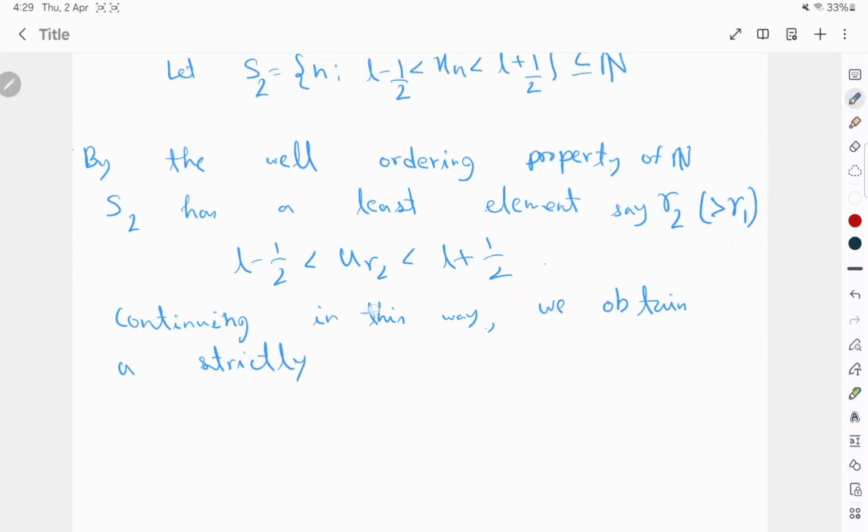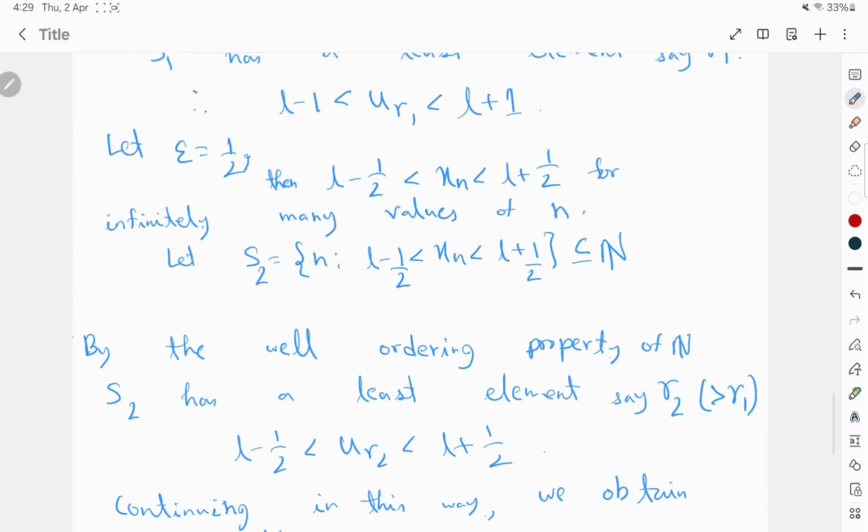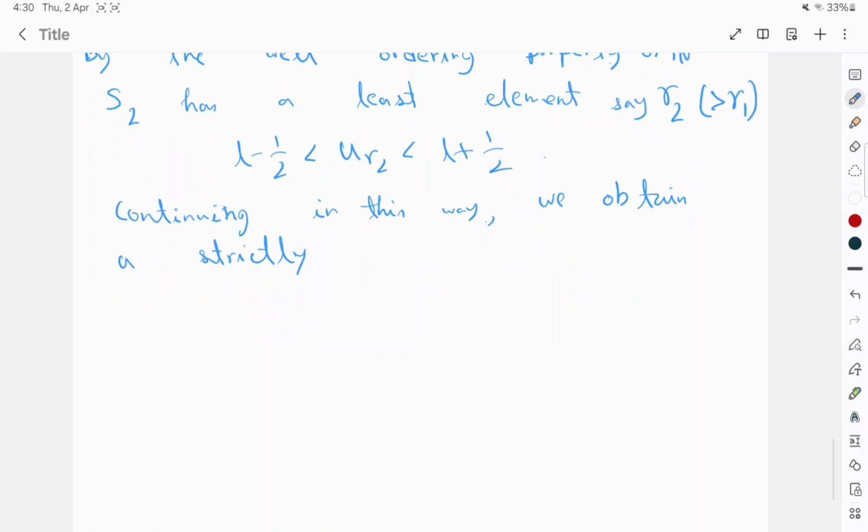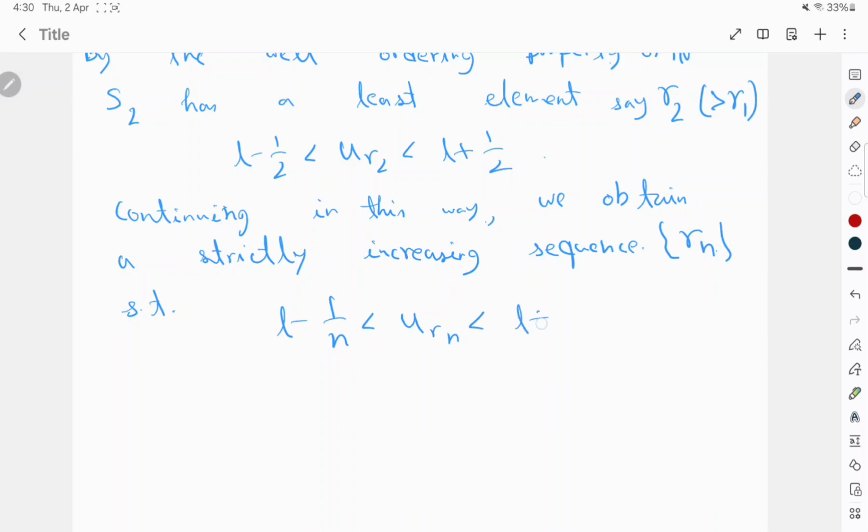So I think you got this point, right? Like epsilon equal to half you are getting, similarly epsilon equal to 1 by 3 you are getting, and in this way you are continuing up to n tending to infinity. So you will get R1, R2, ..., Rn, a strictly increasing sequence Rn such that L minus 1 by n is less than U Rn, which is less than L plus 1 by n.